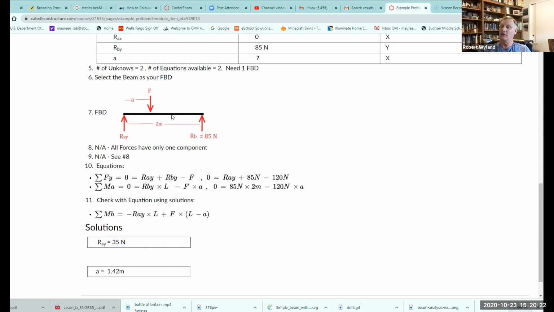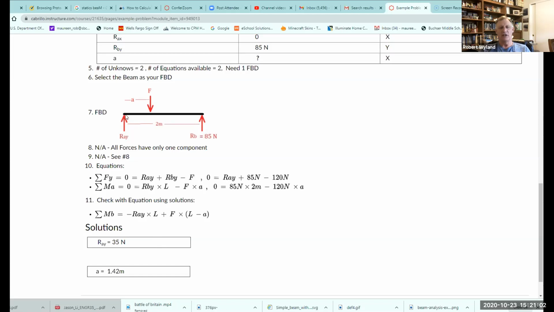We could take it in the middle of the beam. I don't think that would be very fruitful. The most logical places to take a moment are where forces are acting. And so in this case, it would either be here at A or at B or even at F. Now, doing it at F probably isn't going to be very helpful, just because you have to somehow balance RAY and RB to make things work out.